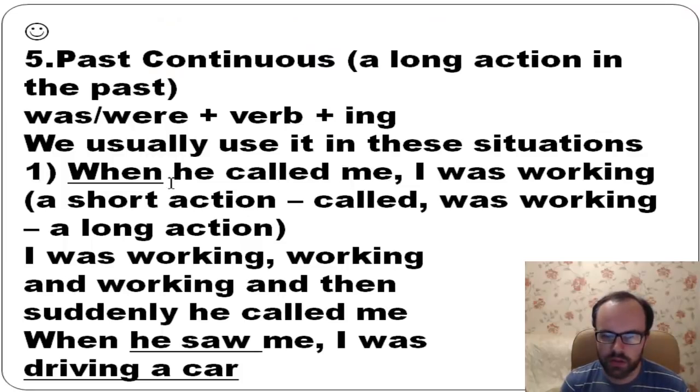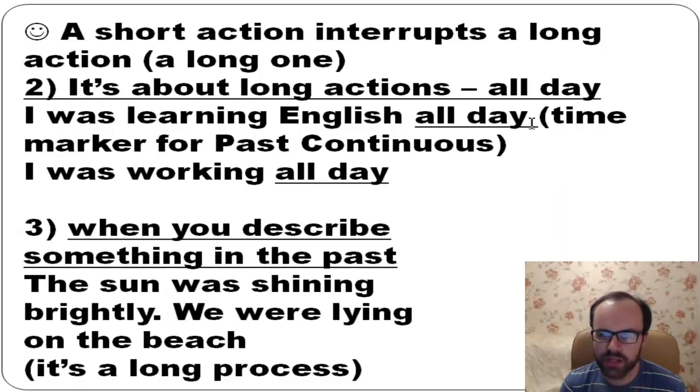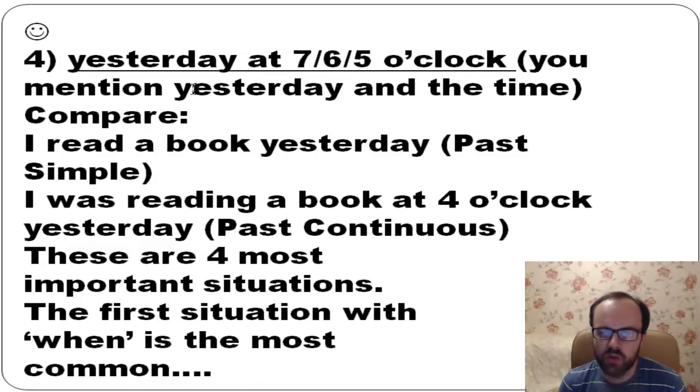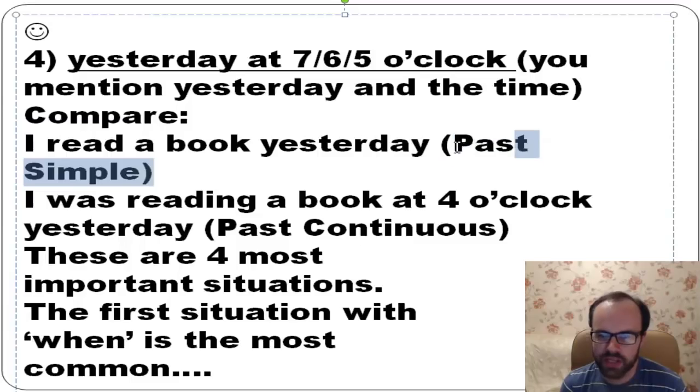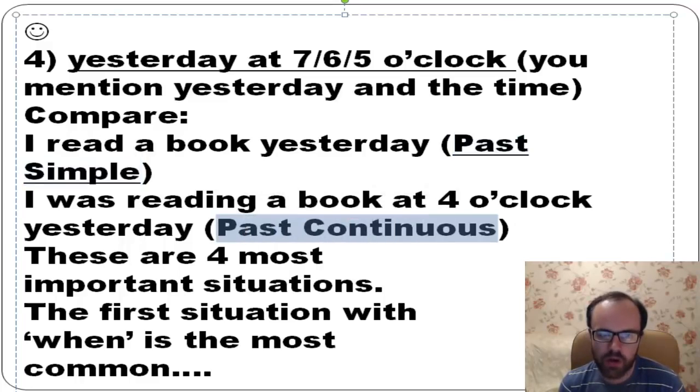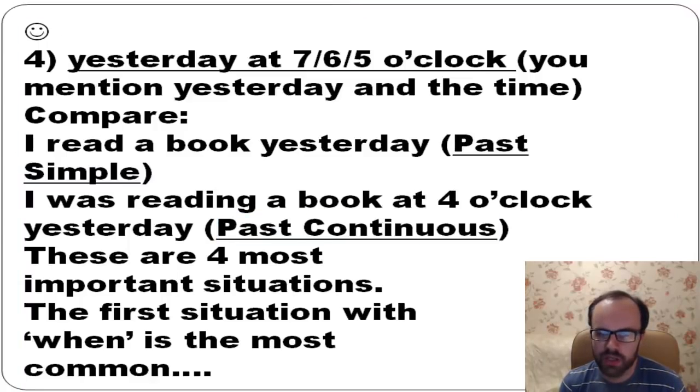So with when, there are two actions. So you see, one action is short and one action is long. Next, with all day, it's a time marker. When you describe something in the past, for example, the sun was shining brightly, we were lying on the beach. And if you mention yesterday and the time, for example, I read a book yesterday, it's past simple, because we have only yesterday. And I was reading a book at 4 o'clock yesterday, or yesterday at 4 o'clock, it's past continuous because you say o'clock. Good, very good. So let's do some exercises.